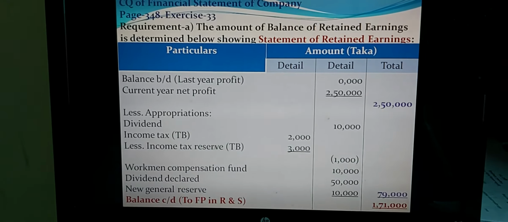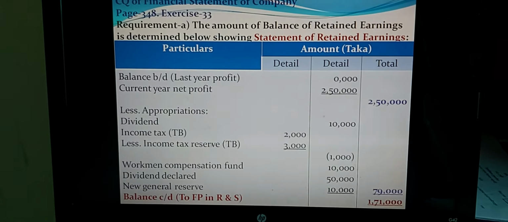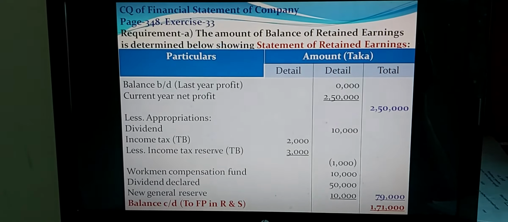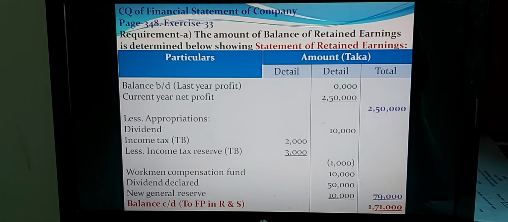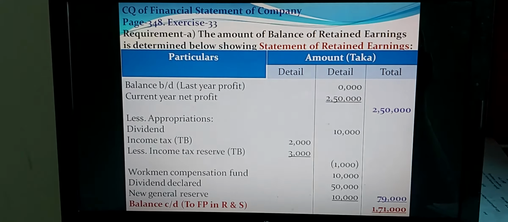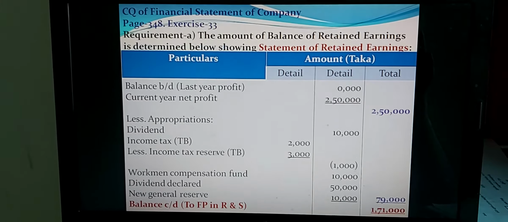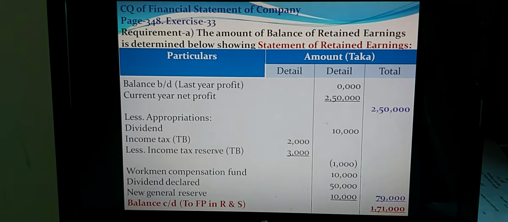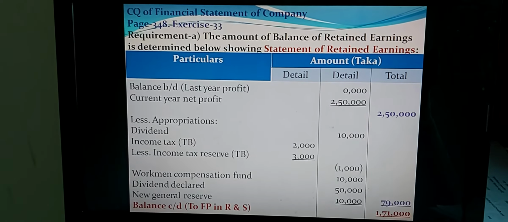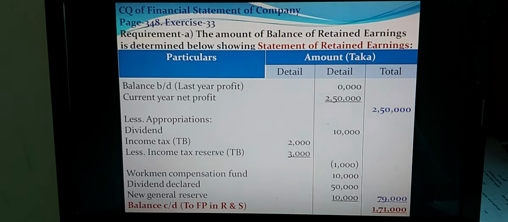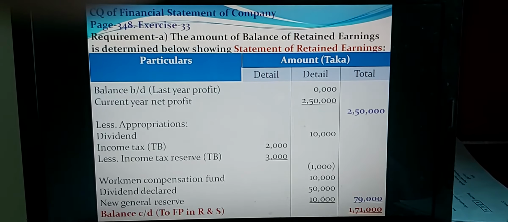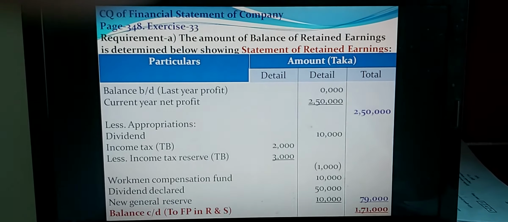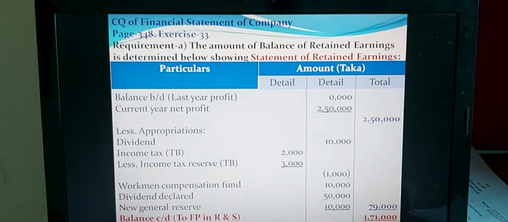At this moment, total appropriations amount of taka 79,000 in this question. Now you can deduct this amount from the 2,50,000. Now you can get it, the balance CD, it is to be transferred to financial position under head reserve and surplus. So balance CD amount taka 1,71,000. Dear learners, I think you have written in your accounting copy requirement A and completed. Now I can go to the requirement B.